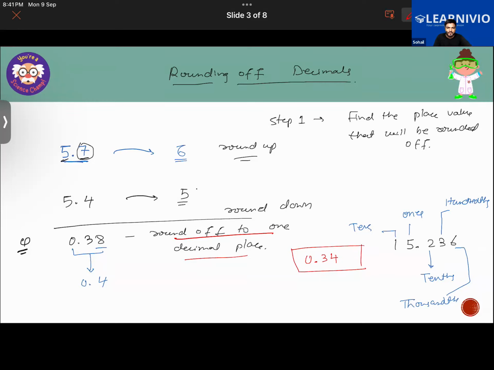Round off to one decimal place, 0.34. It's never read as thirty-four. After the decimal, you count them as single digits, like 0.34. Both of you, turn your cameras on in the class.